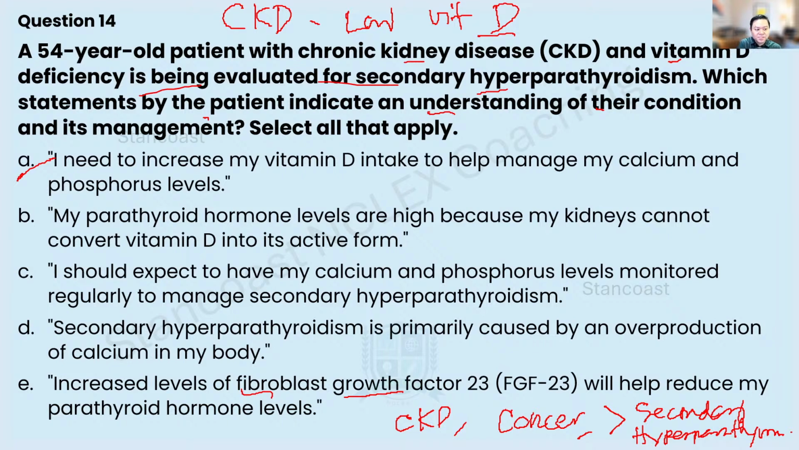If you had answered letter B, my parathyroid hormone levels are high because my kidneys cannot convert vitamin D into its active form. Yes, of course. That's also a correct answer.